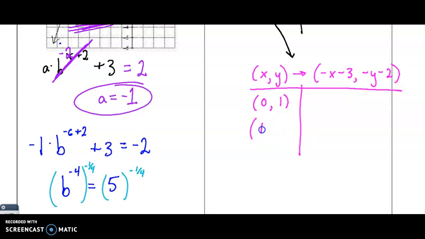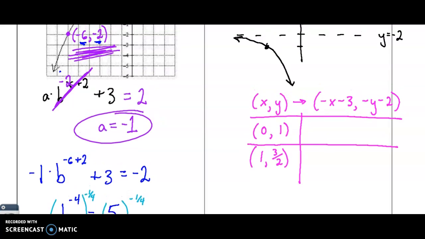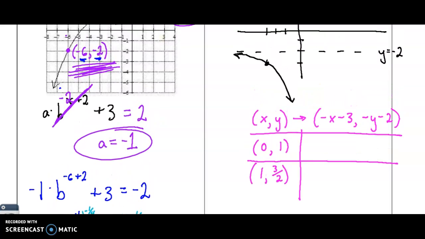And instead of rushing through this, I think I'll stop right here and we'll finish up this graph in my second video. So I'm going to leave it right here and come right back to it.